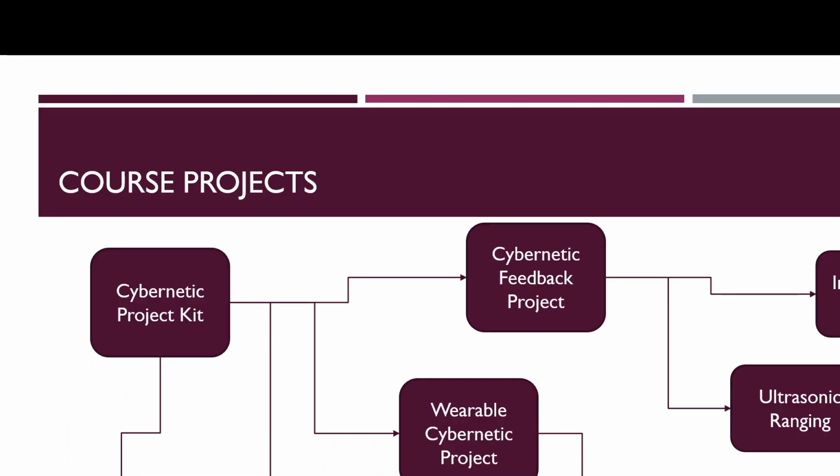Okay, course projects. So in the Cybernetic Project Kit, we actually have quite a few. So we've got Cybernetic Feedback Project, we've got infrared motion sensing, we've got ultrasonic ranging. I forgot to mention in the video in the CPK Kit overview, which you'll see in the next video, that there's an ultrasonic sensor as part of your CPK kit, so we can actually do ultrasonic ranging. We also have a wearable digital, which is the tricorder. We have that Cybernetic Project robot car. We also have, of course, MakeCode for block coding.